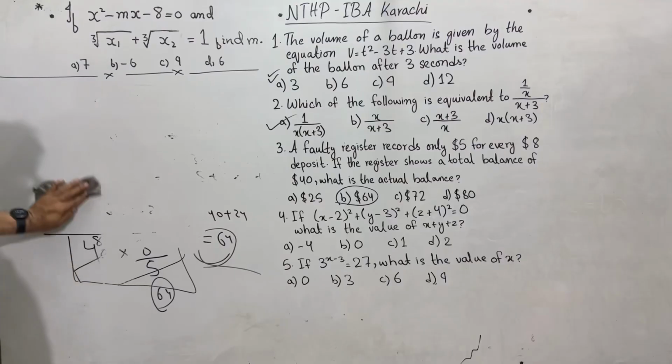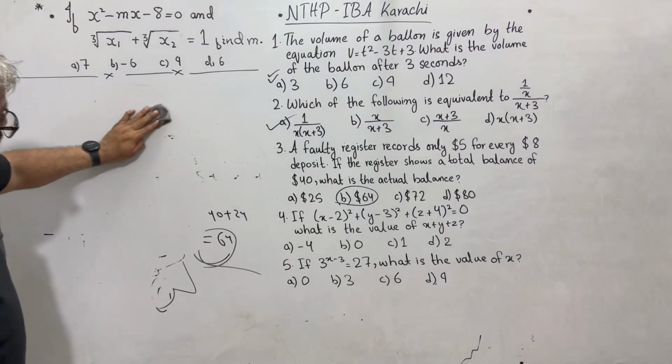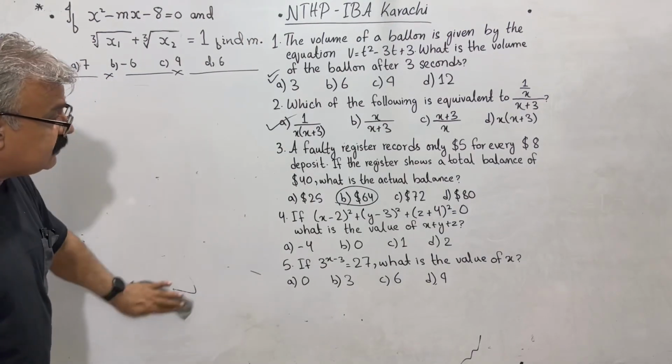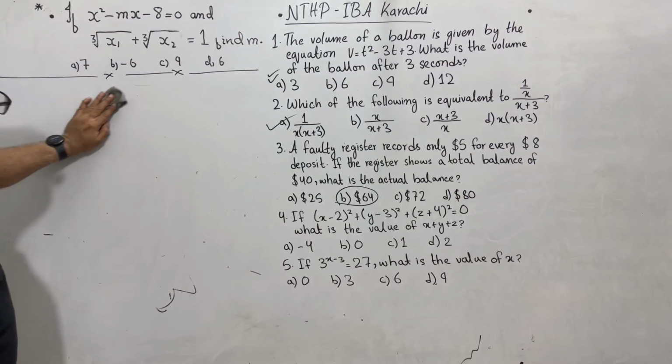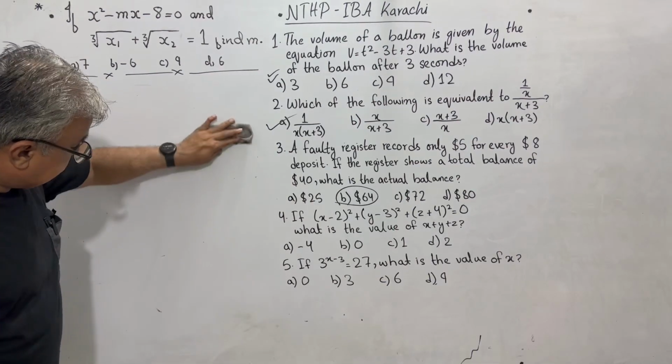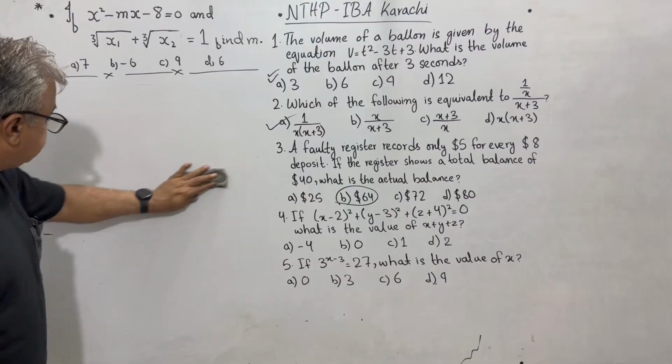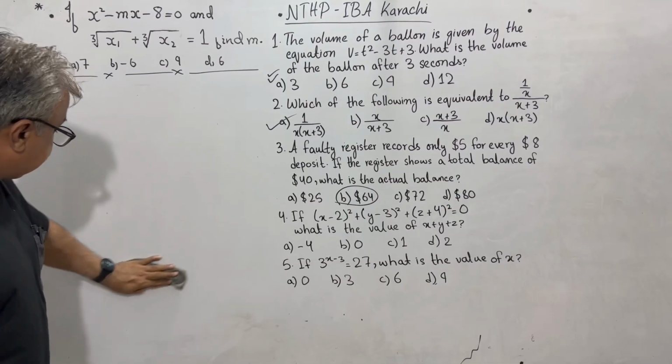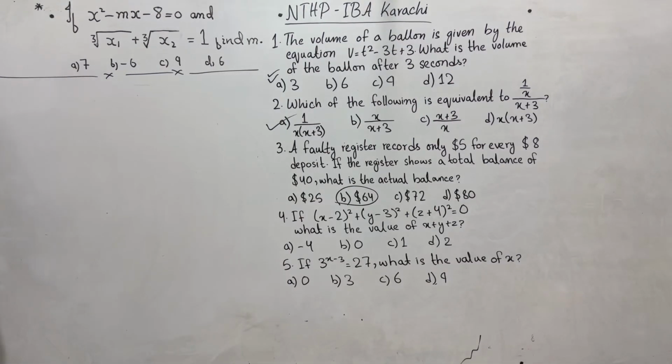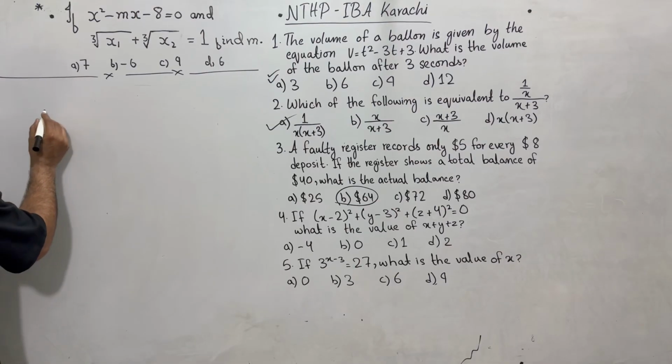Moving towards the next question, a mind boggler type question, an Olympiad type question that reads as (x minus 2) whole square plus (y minus 3) whole square plus (z plus 4) whole square is equal to 0. Then what is the sum of x, y and z? Question number 4.